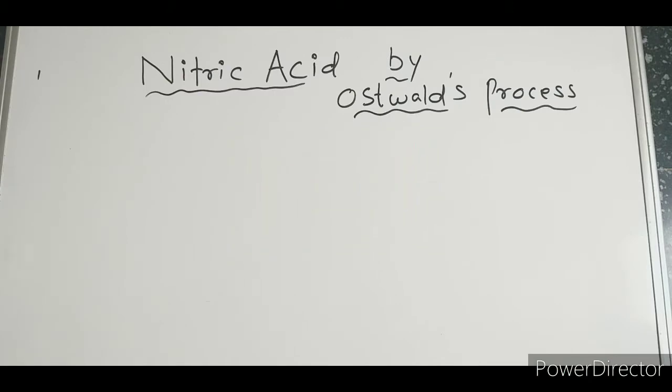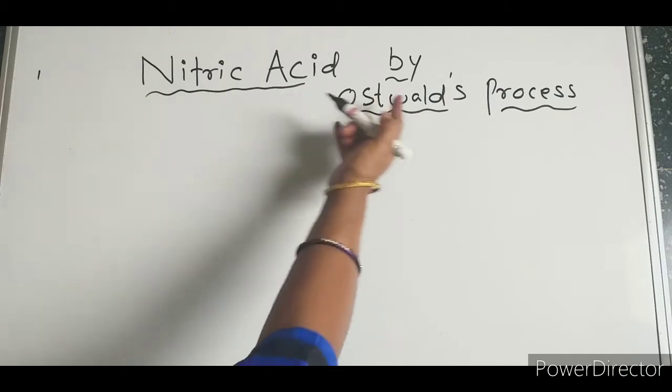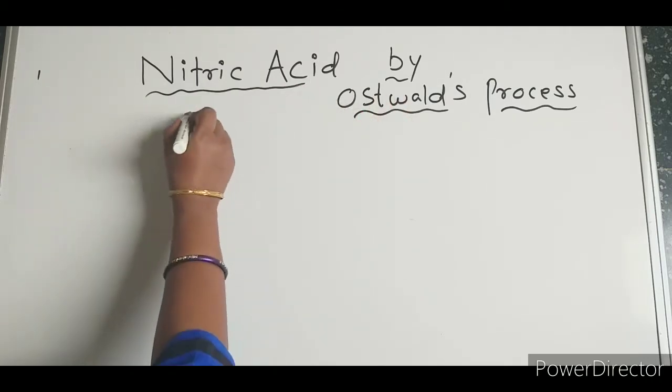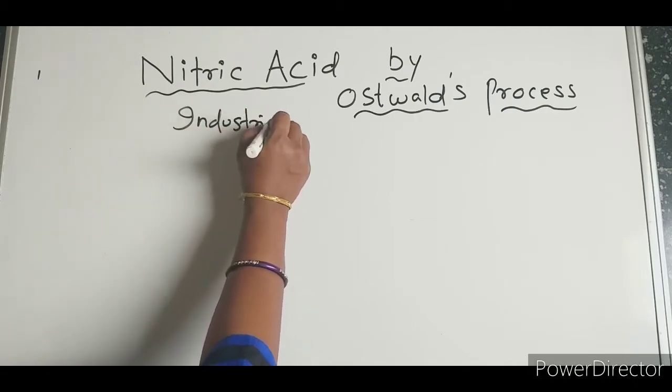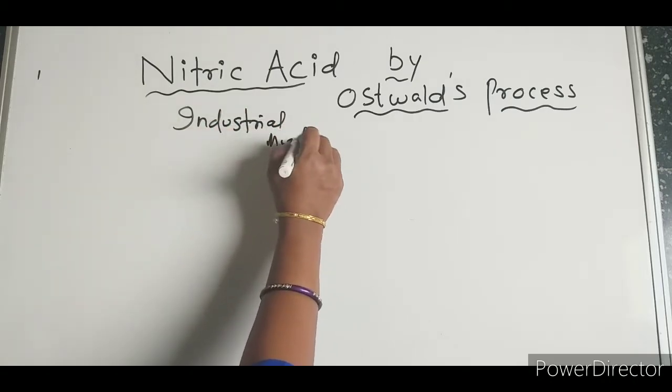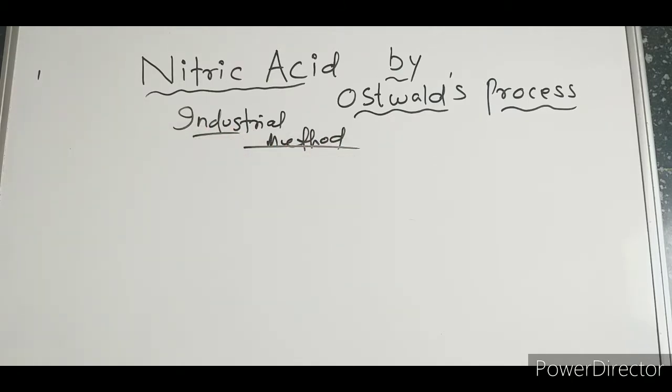Nitric acid by Ostwald's process. Last class we have seen preparation of nitric acid in the laboratory method. Now we will discuss nitric acid by the Ostwald process, and this is the industrial method of preparation of nitric acid.